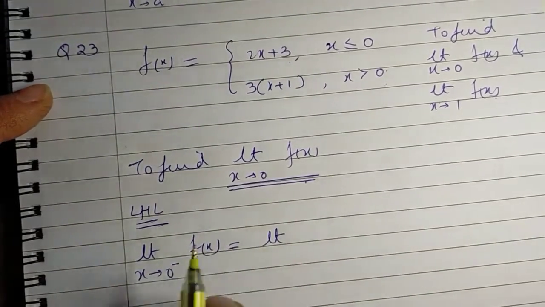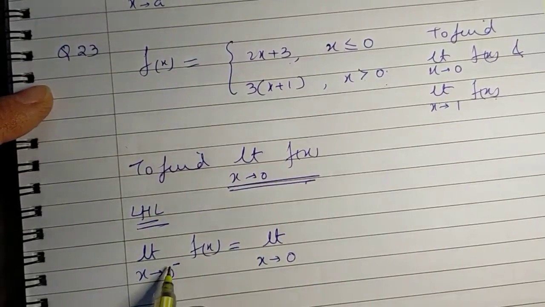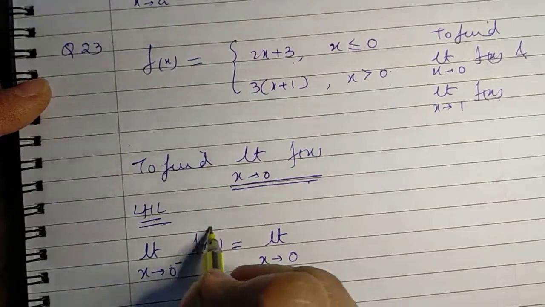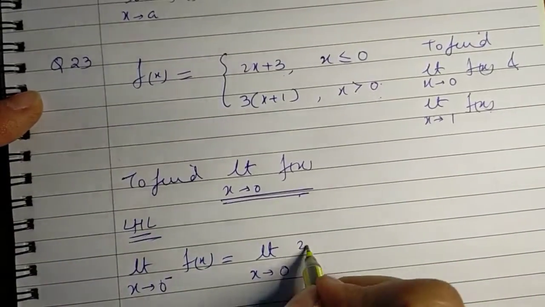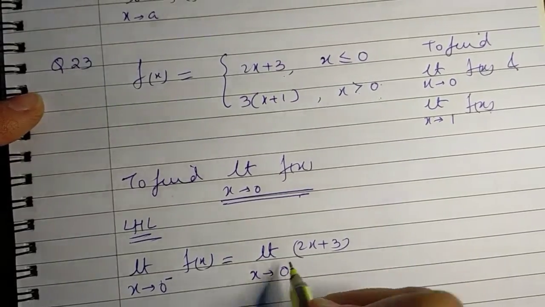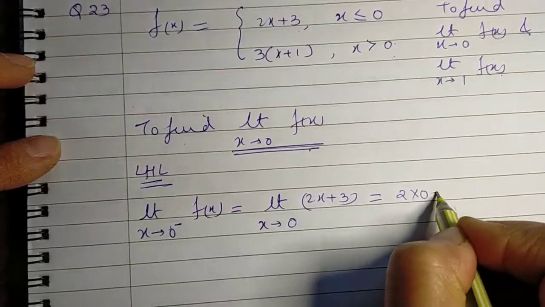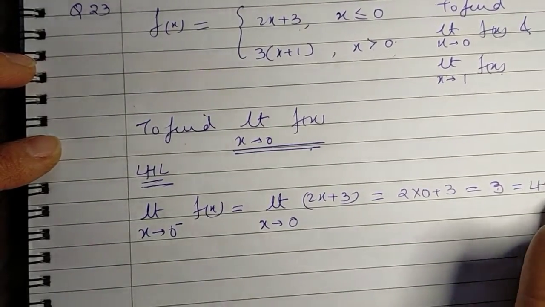Now what we do is we drop this negative sign. Instead, we replace the function f(x) by the definition on the left, that is 2x plus 3. And now we evaluate like a regular limit and it comes out to be 2 into 0 plus 3, which is 3. This is the left hand limit.